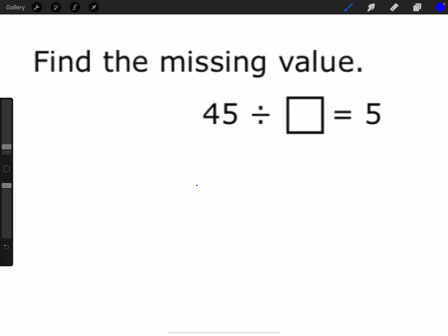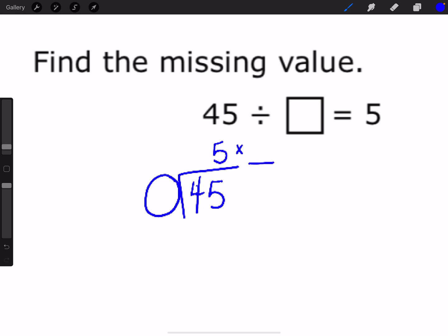method, okay? Now we know that it's 45 divided by something is 5. We need to figure out the missing value. So if our dividend is 45, and we know that 5 is up here, we need to figure out what the divisor is. So we know that 5 times something is 45.